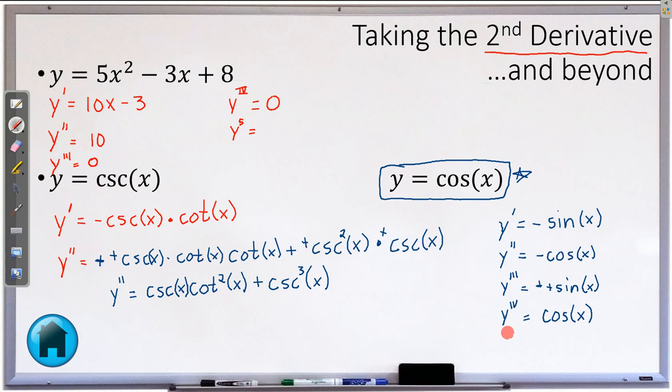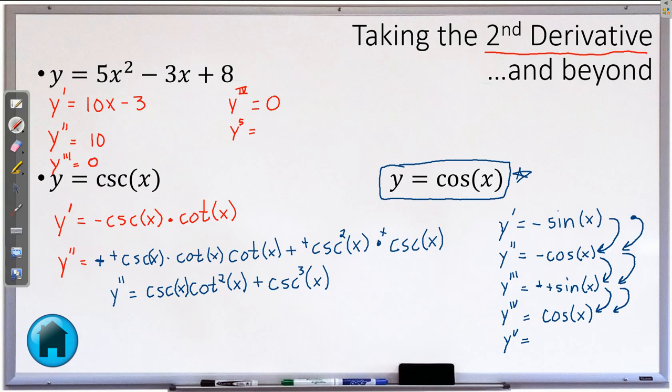Now, if I do this again and find the fifth derivative, you would get this one. The sixth derivative, you would get that one. The seventh derivative, you would get that one. And the eighth derivative, you would come back to cosine again. The ninth derivative would put you here. The 10th would put you there. The 11th and the 12th would put you back where you started. So you can see there is definitely a pattern here.